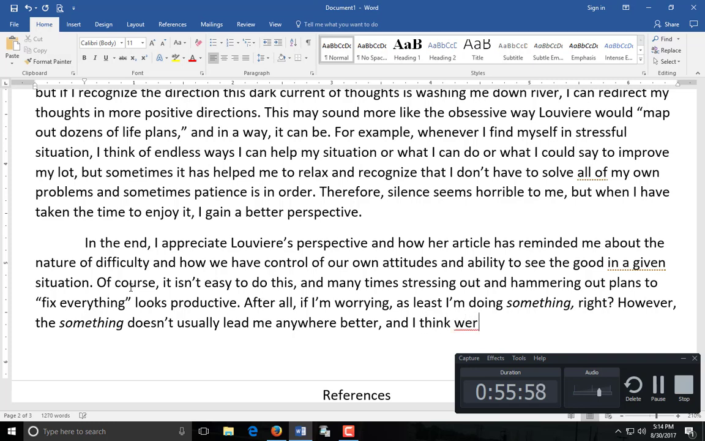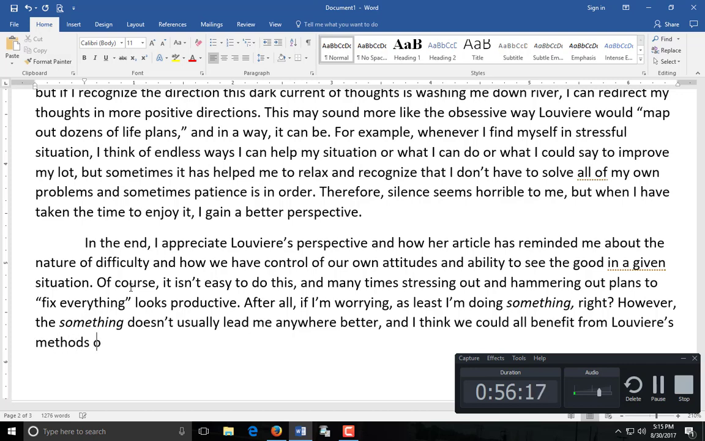I think we would all benefit from methods of trying to see the positive side, being on the lookout for serendipity.